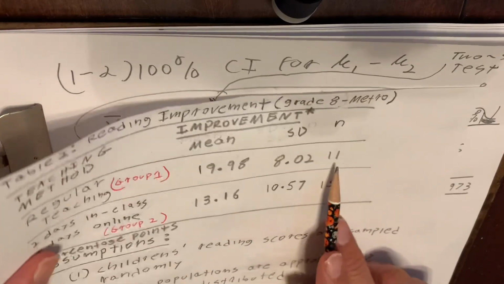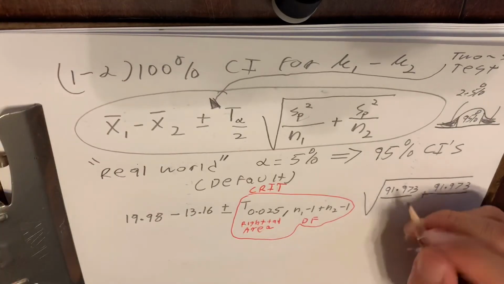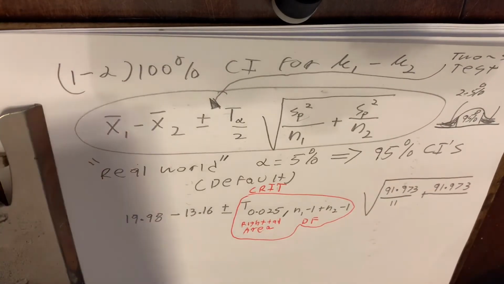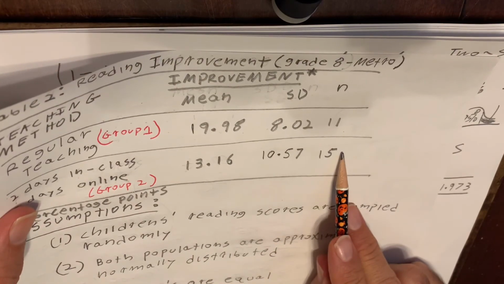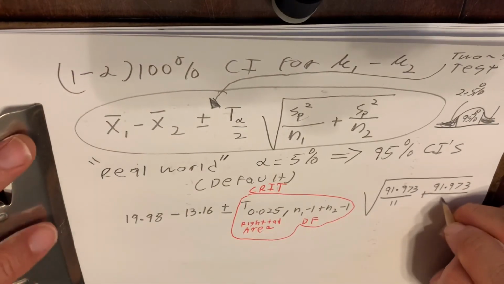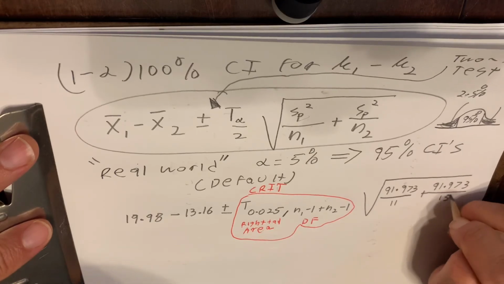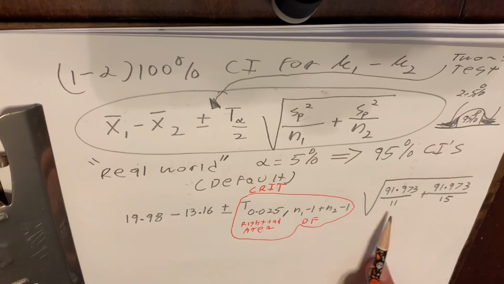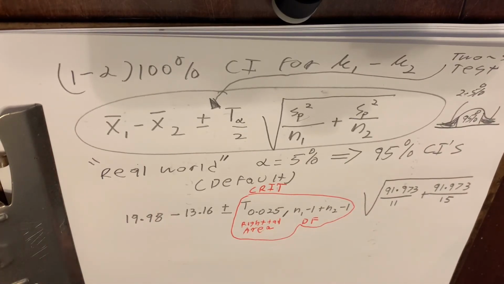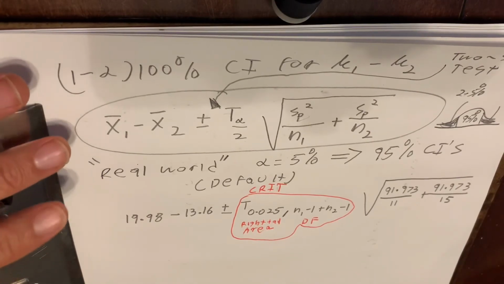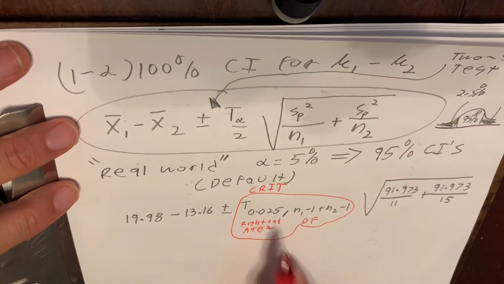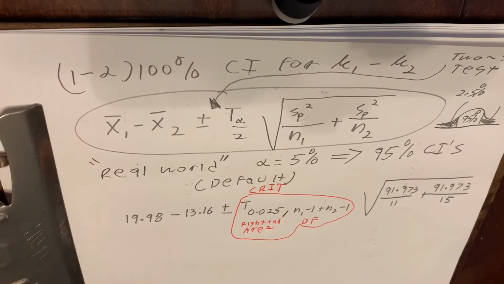So now the number in the first group is 11. That's the sample size in the first group. And the sample size in the second group is 15. Right? So these are sample sizes, not degrees of freedom. So just make sure you got that right. Now, what is this? So here, let's get the degrees of freedom.